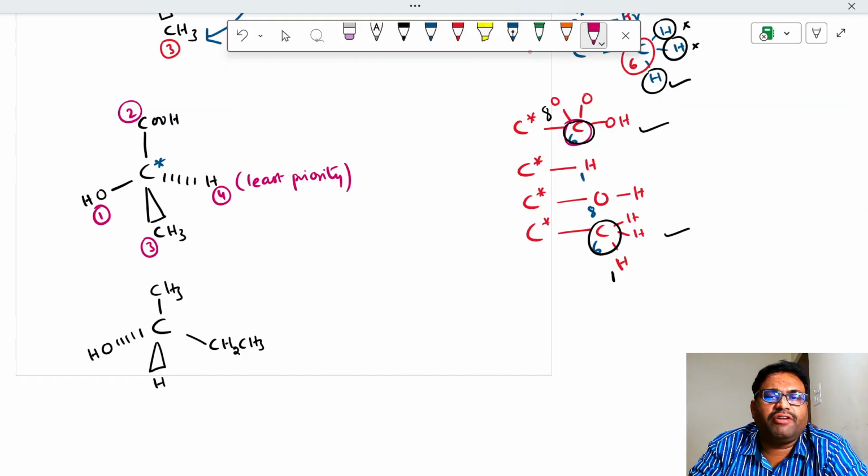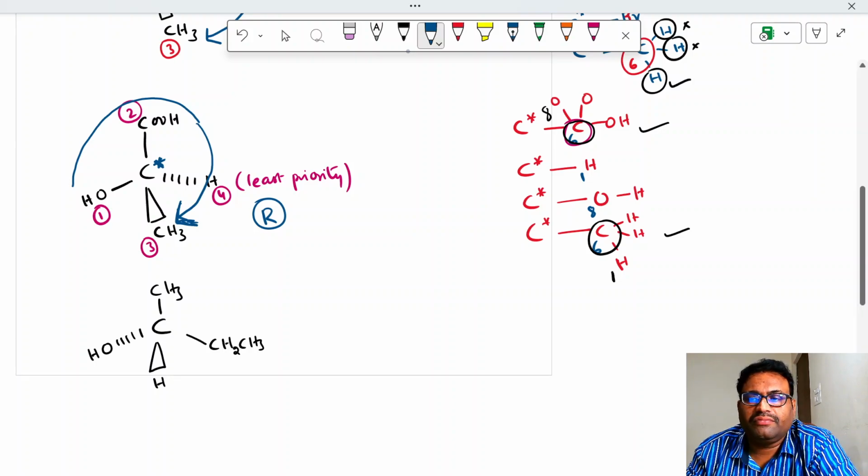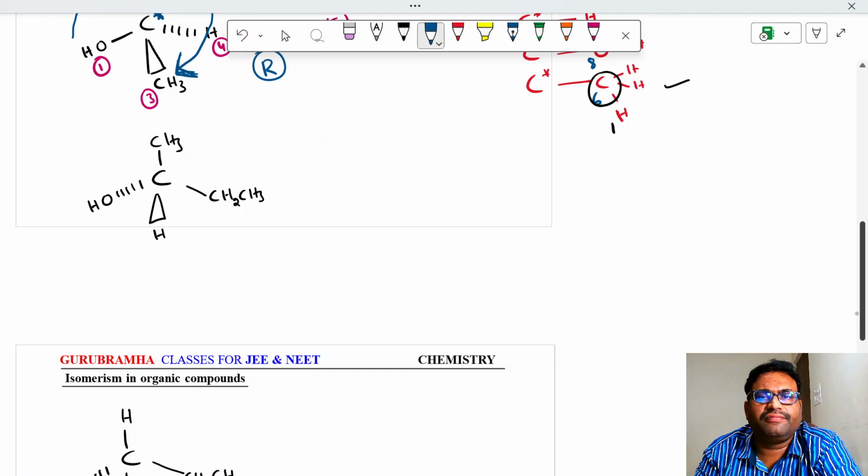Now rotate from the first priority to the third priority group. When you draw an arrow, what arrow are you finding? Clockwise direction arrow. So this clockwise direction arrow represents that the molecule is an R molecule. For whom do you write this R and S? We write it for this chiral carbon. Right? Let us move to the next one.